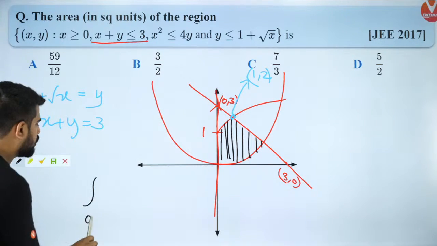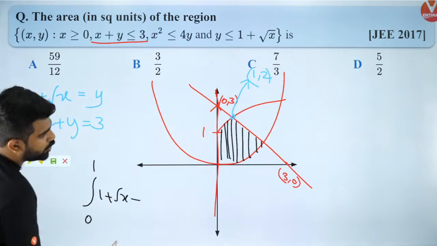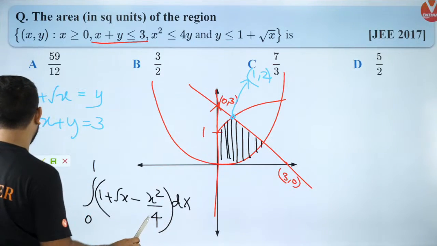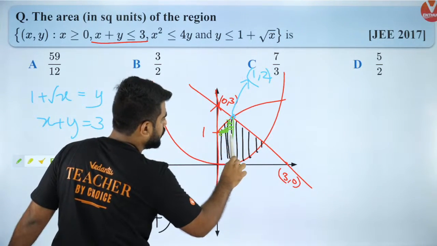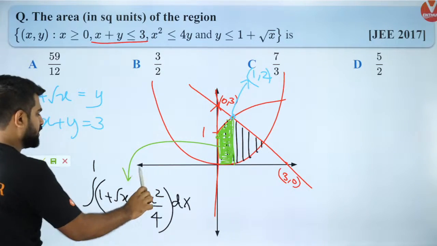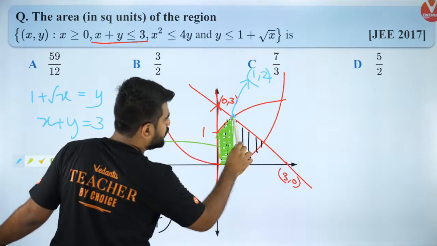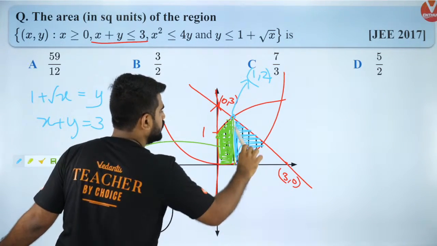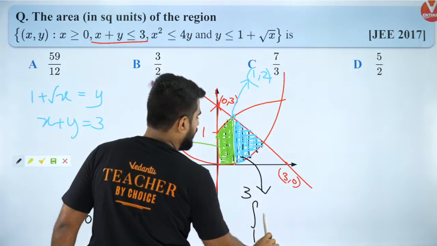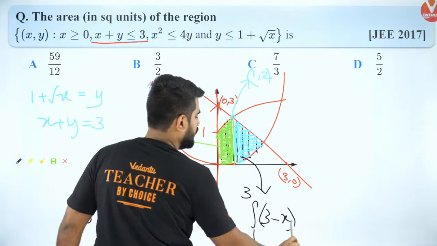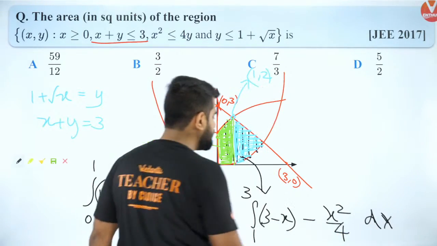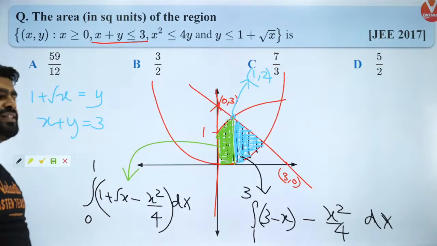So it is nothing but the integral from 0 to 1 of the upper function, which is 1 plus root x, minus the lower function, which is x square by 4. That is this area, the green color one. Green color area is what I wrote here. Now let me take another color, let's say blue color. So how will I write this blue color area? This blue color area can be written like this: integral 1 to 3 of the above function, which is 3 minus x, minus the below function, which is x square by 4. That's it. Finish it off and let me know, my dear students.